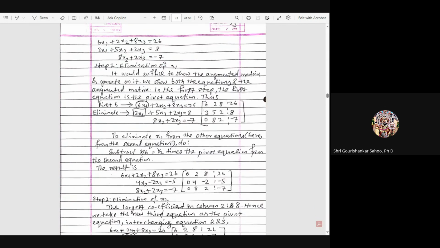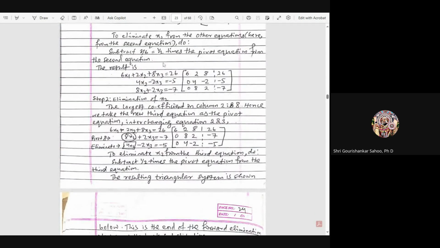Now x1 is being eliminated in the second and the third row. Then the next one is elimination of x2. You have your pivot here as 8x2 and you have to eliminate 4x2. To eliminate x2 from the third equation, you have to subtract 1 by 2 times the pivot equation from the third equation.